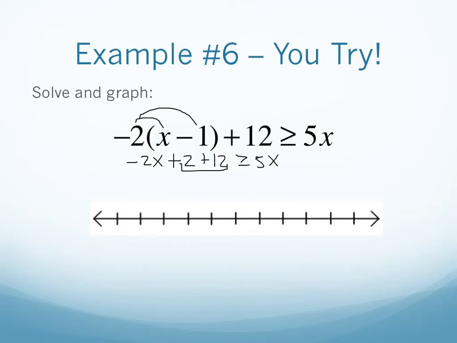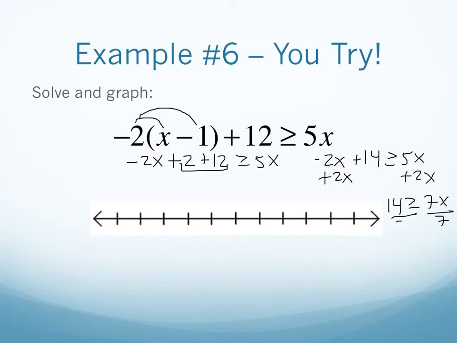Combining like terms, this becomes -2x, add 14 is greater than or equal to 5x. I'm going to add 2x to both sides. So I have 14 is greater than or equal to 7x. Dividing by 7, I have 2 is greater than or equal to x. You never had to flip an inequality in this one. You didn't have any negatives that you multiplied or divided both sides by, so we didn't have to flip anything.